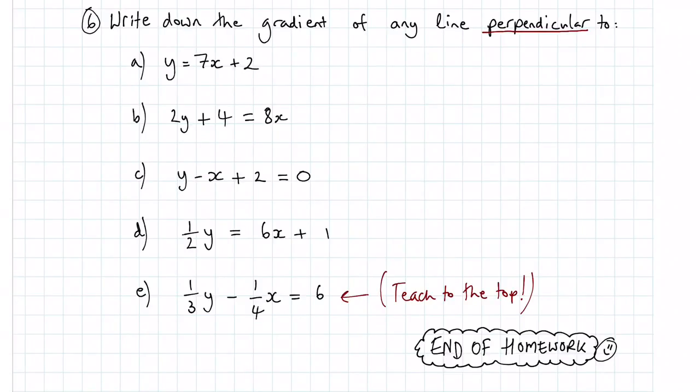This is the last part of the homework. Some of this requires rearranging. You've been asked to write down the gradient of any line that is perpendicular. Right, the gradient of any line that's perpendicular to each of these. So this one's easy because it's already in the form y equals mx plus c. So think about what a perpendicular line would look like in terms of its steepness.